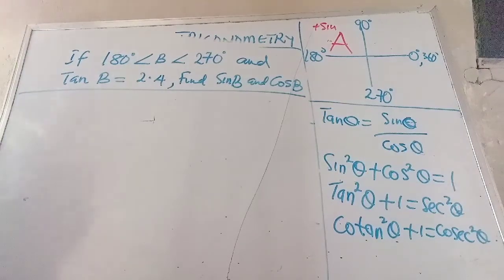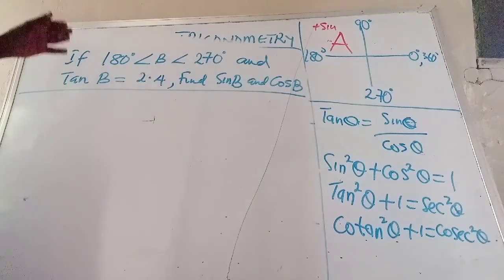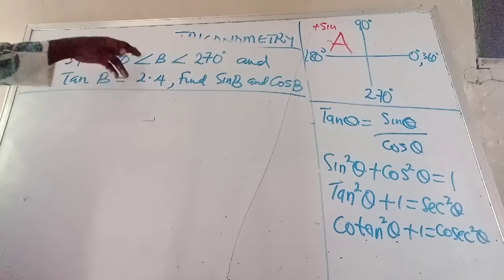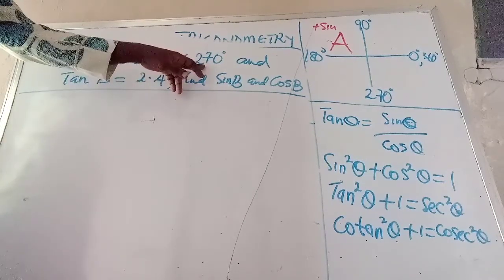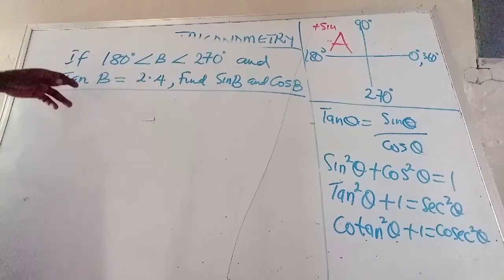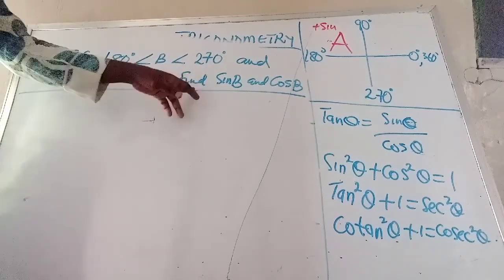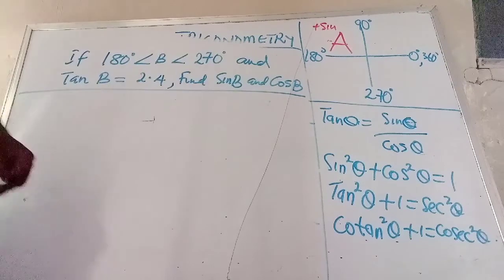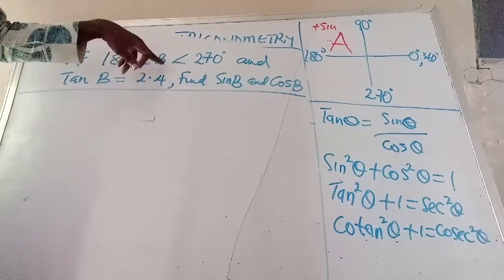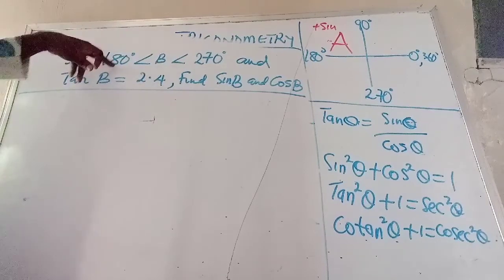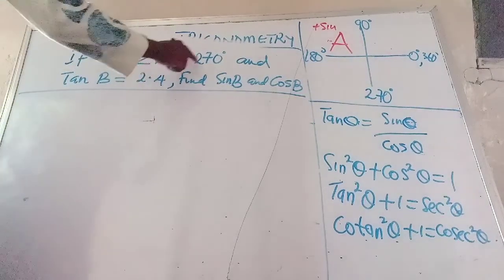This is another example question. If 180 degrees is less than B and B is less than 270 degrees, and we are given tan B to be 2.4, find sine B and cosine B. Let me interpret this one properly. This is an inequality. It means angle B is greater than 180 and that same B is less than 270.